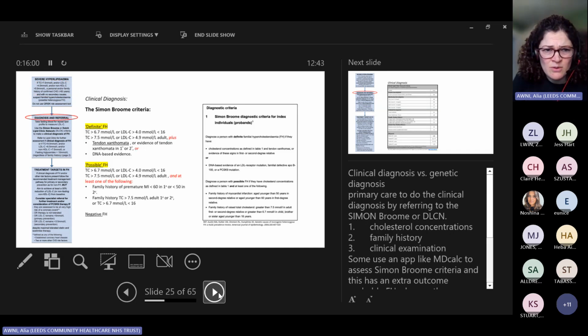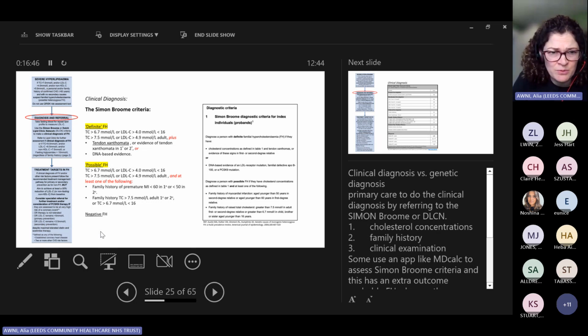If we move on to the second box, we have clinical diagnosis versus genetic diagnosis. In primary care, we would like to do the clinical diagnosis by referring to the Simon Broome criteria or the Dutch Lipid Clinic Network score. We tend to use the cholesterol concentration, family history, and the clinical examination. I tend to use the Simon Broome criteria from NICE. Some use an app like MedCalc to calculate the Simon Broome criteria, which brings it to a definite FH, possible or probable. But the NICE one gives us, as highlighted in the yellow, definite or possible, or it could be negative FH.